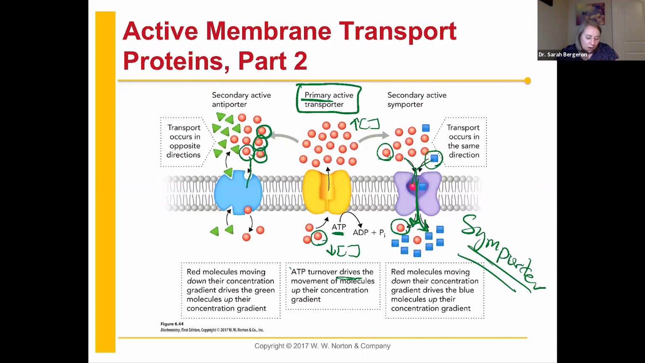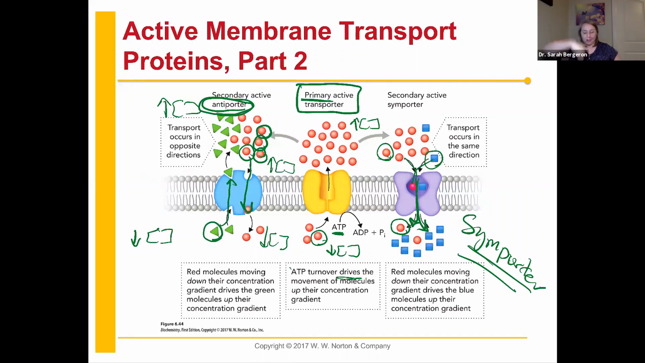Now, in an antiporter, we have these red molecules that are super high concentration, right? And so these are going to go along their concentration gradient, from high concentration to low concentration. But when one of those red molecules gets transported, going in the opposite direction, one of these green molecules is going to get transported. And this green is going against its concentration gradient. So we have a low concentration here, we have a high concentration here. We call these antiporters because the molecules are going in opposite directions. We have our one that's a high concentration gradient going this way, say into the cell, and then the green one is going out of the cell. So this is antiporters, this is symporters.